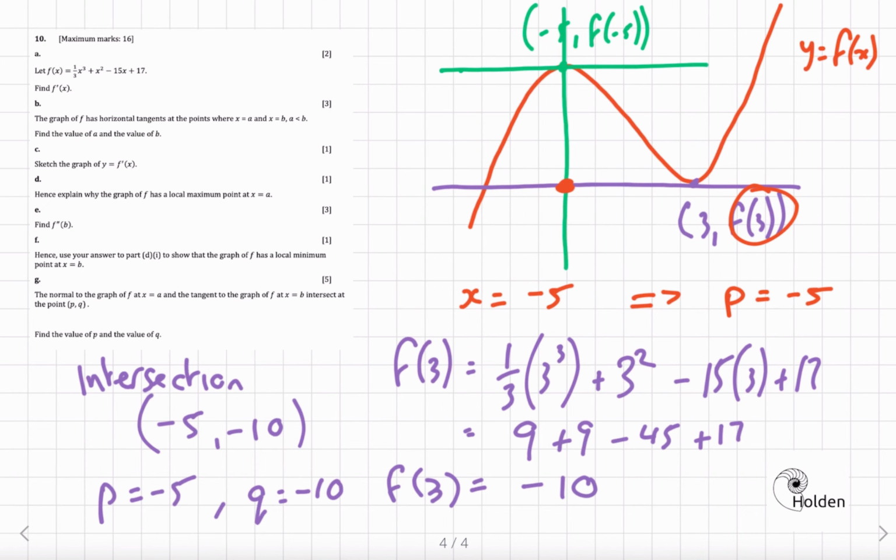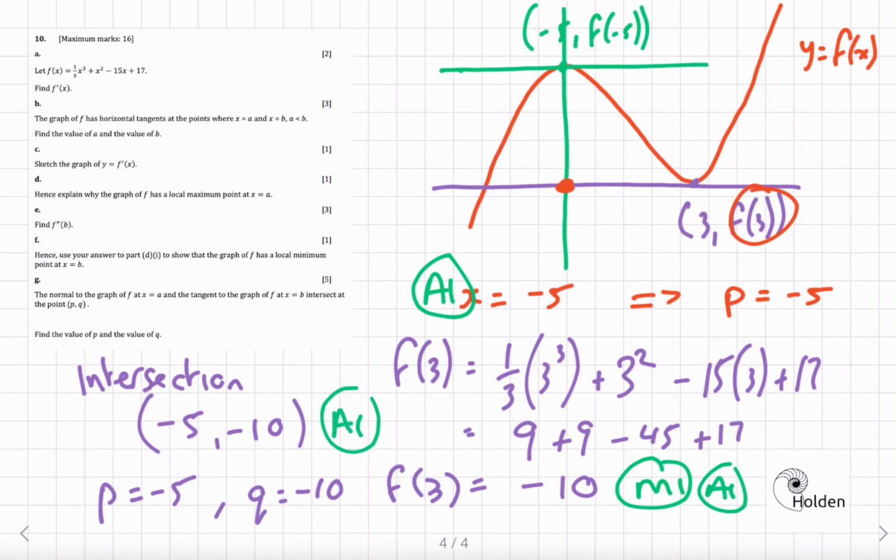And then finally G. Normal to f at x equals a is x equals -5 seen anywhere. x equals -5, B1. Attempt to find y coordinate at their b value. f of 3 is -10. M1, A1. Tangent at x equals b has equation y equals -10. Yep. Intersection at -5. Yep, there we go. So that's A1. And then final answer to make sense of the question, A1. Sorted.